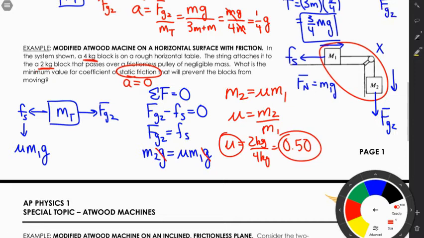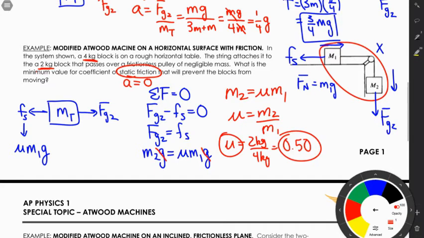So anything less than that, the object slides. Anything greater than that, the object is definitely not moving. 0.5 is kind of like the break-even point. This is where it happens for this scenario. If M2 goes bigger than M1, it moves.